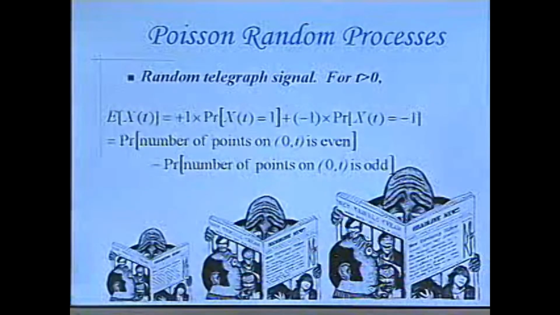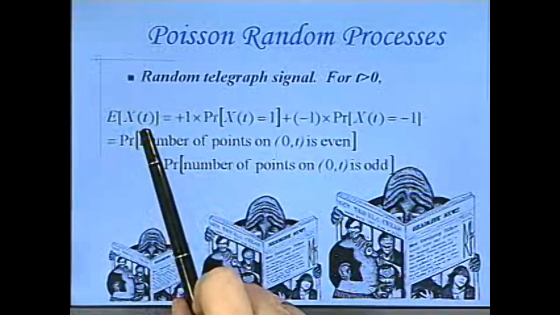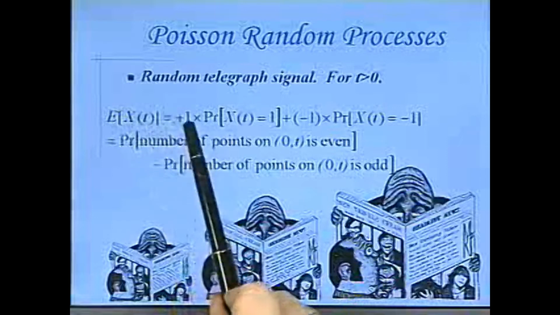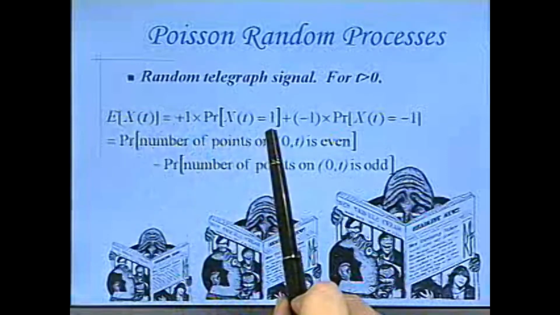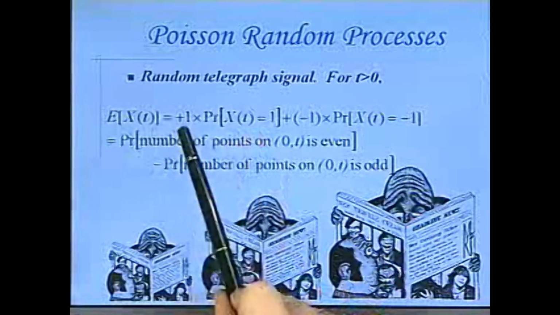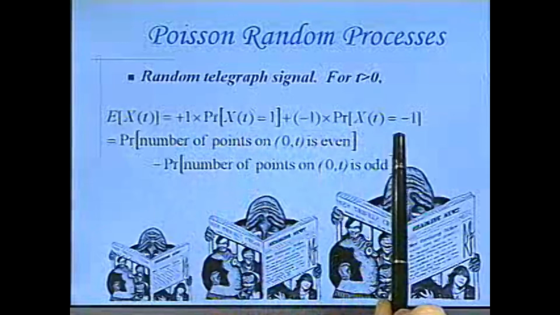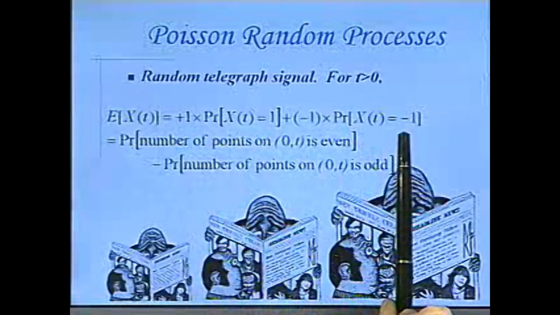Let's take a look, first of all, at the expected value of x of t. If you look back at the definition for the expected value, it's equal to the number times the probability the number occurs. This is for a discrete random variable, which is the type we have. So it's equal to 1 times the probability x of t is equal to 1, plus minus 1 times the probability that x of t is equal to minus 1.